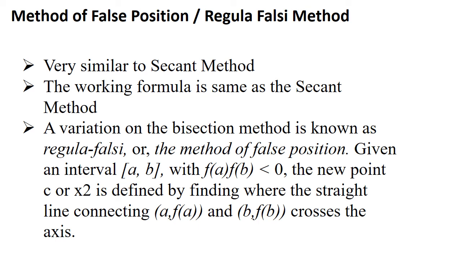In bullet points I have mentioned 3 points here. First of all, this is very similar to the secant method. Secondly, the working formula is the same as the secant method. And students, the last point, a variation on the bisection method, is very important. This is the only difference between the secant method and the Regula Falsi method.